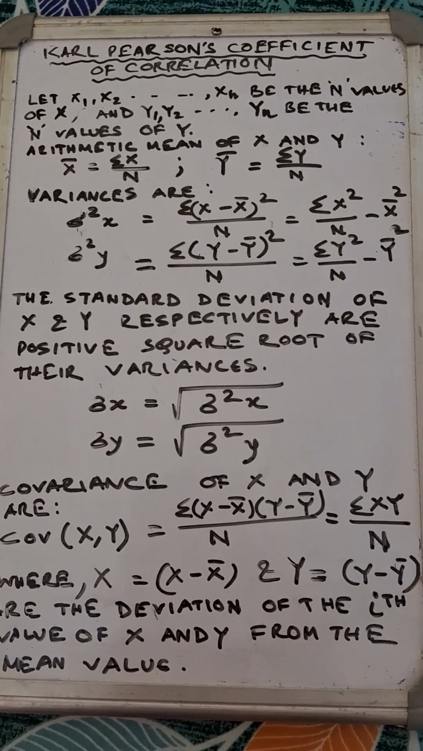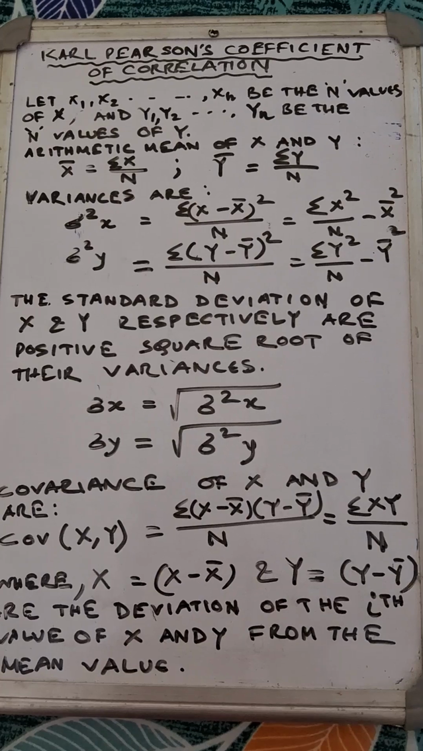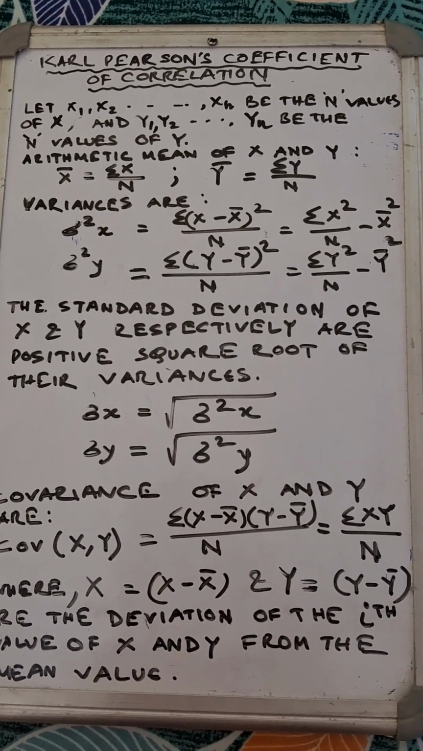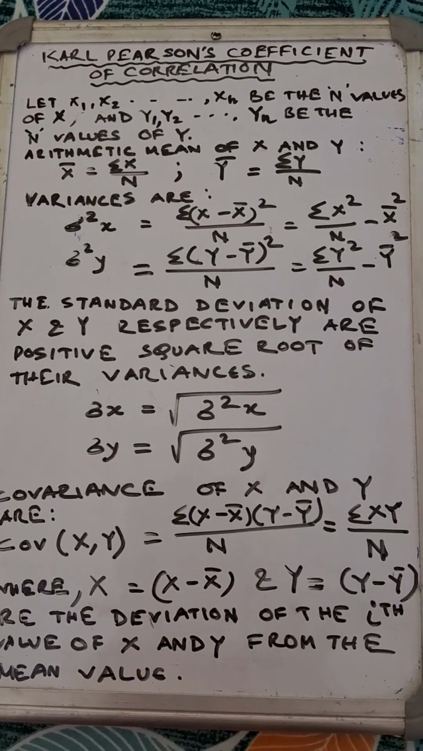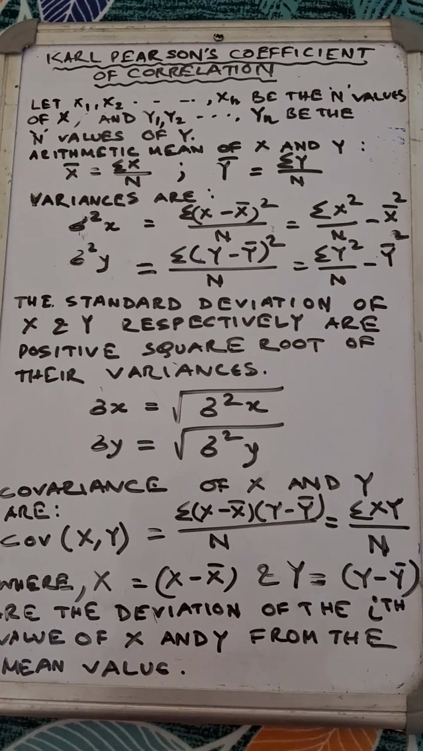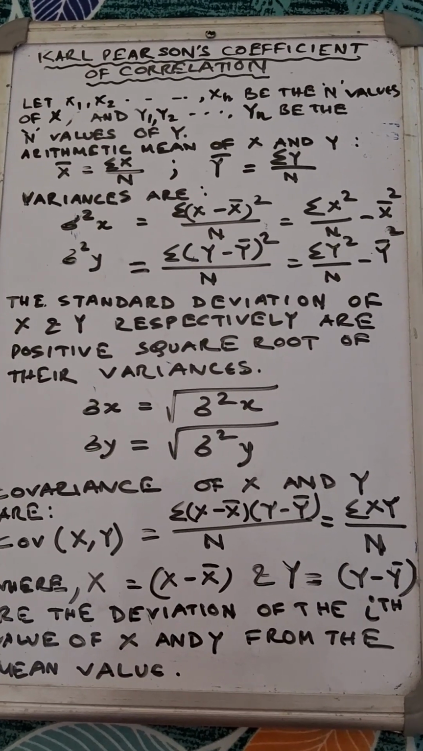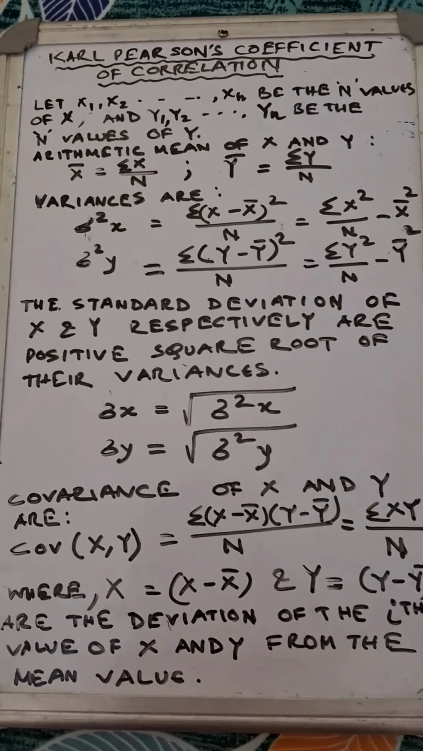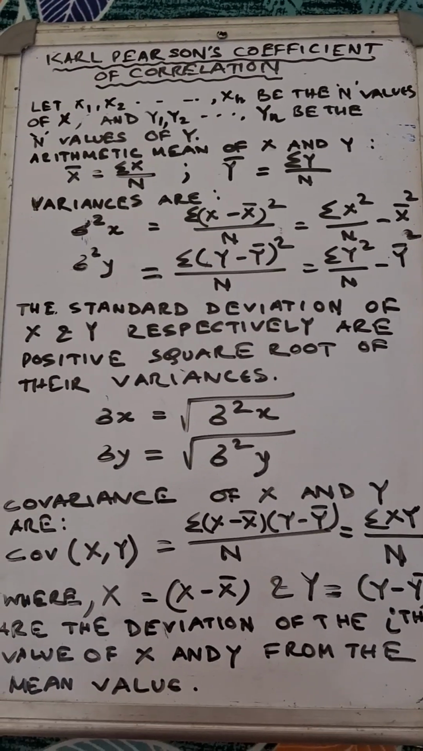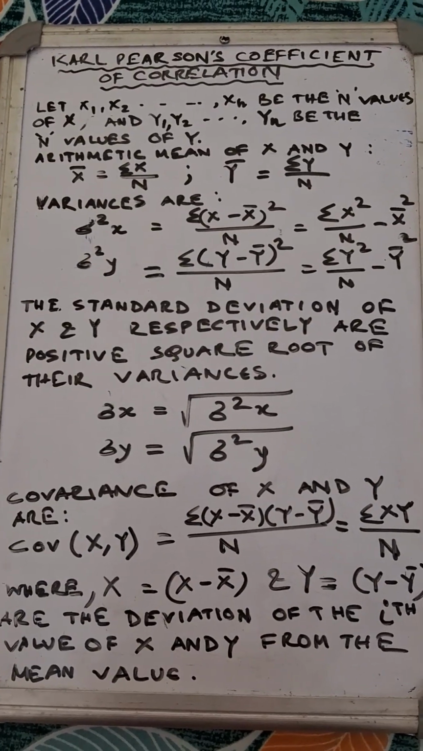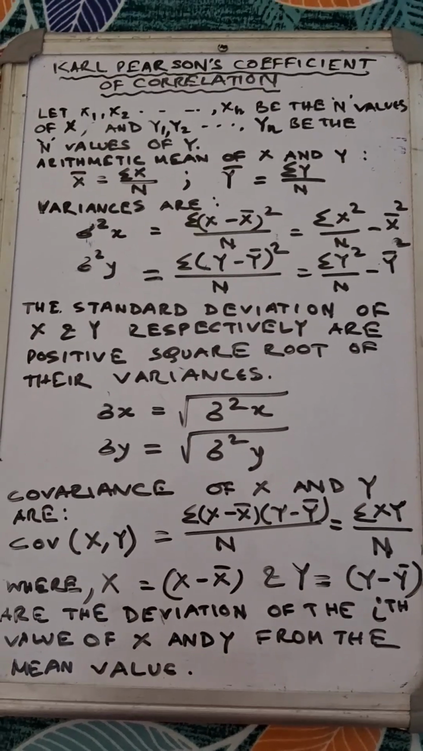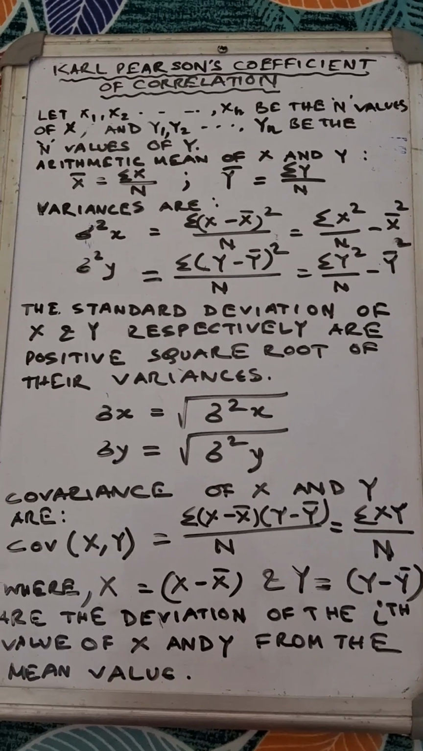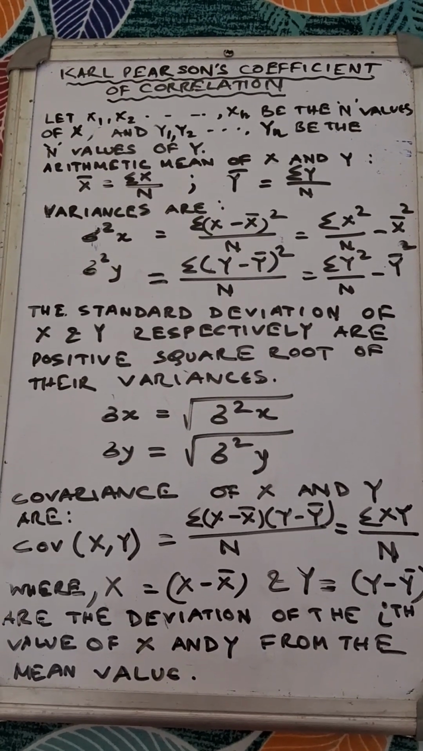Now the variances are given as sigma square x is equal to summation of x minus x bar the whole square by n, which is equal to summation of x square by n minus x bar the whole square. Then sigma square y, the variance of y, is given by summation of y minus y bar the whole square by n, which is equal to summation of y square by n minus y bar square.